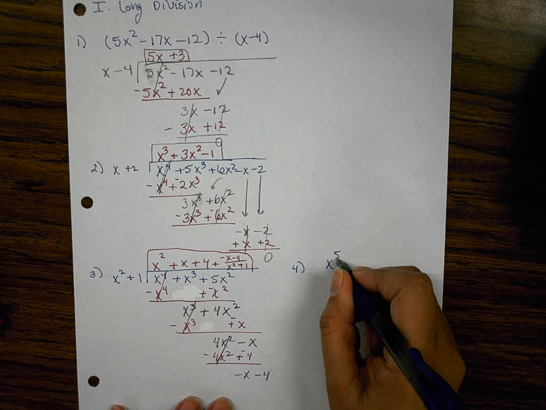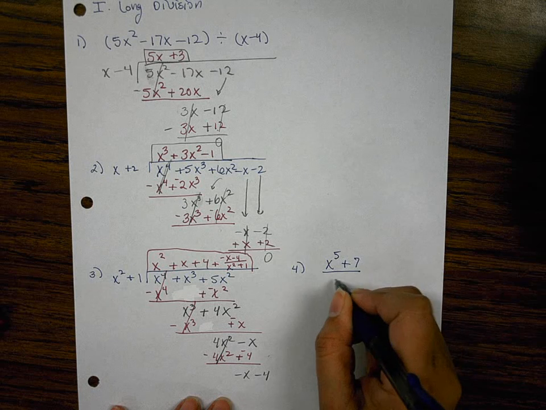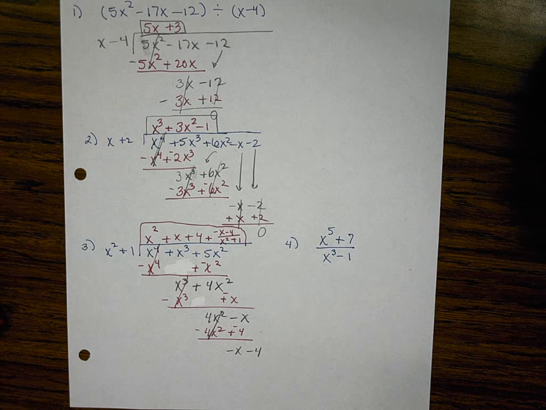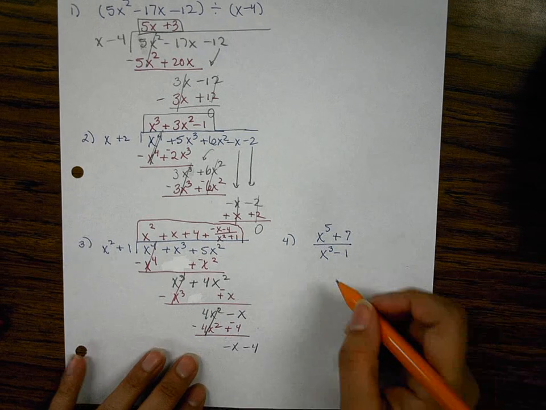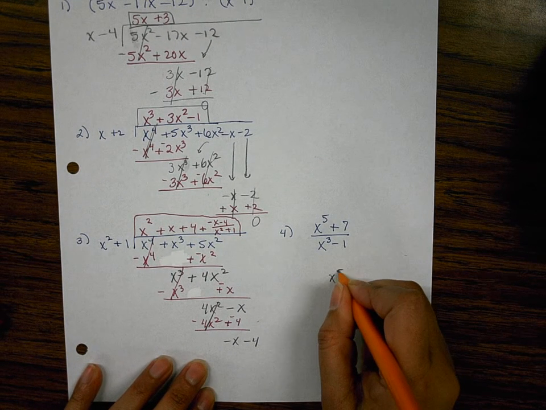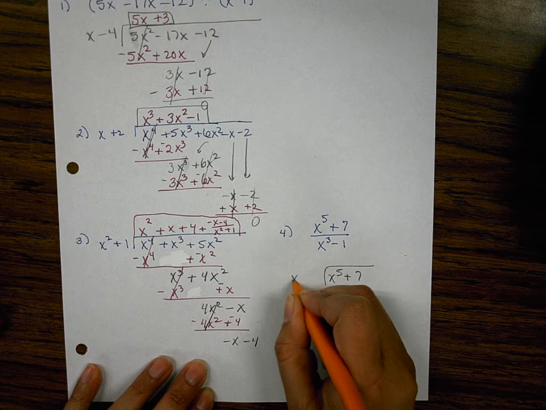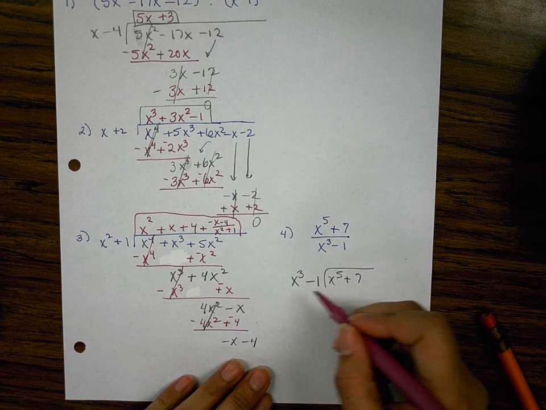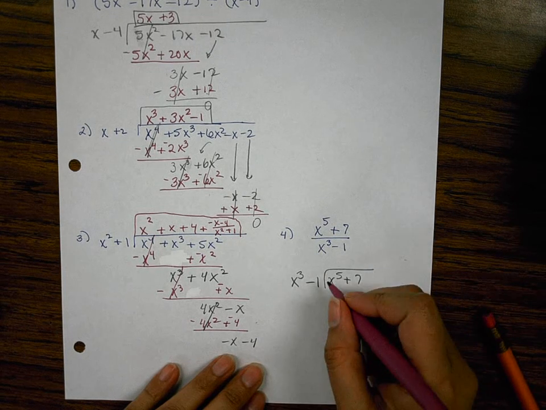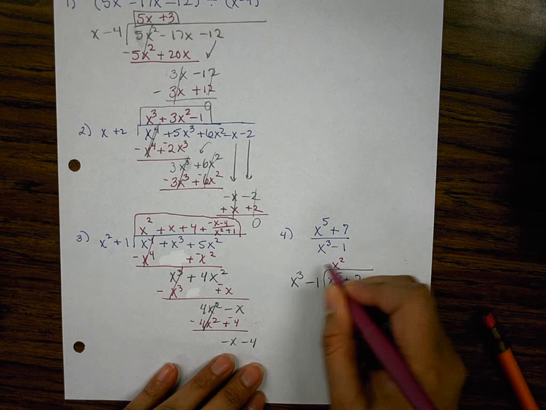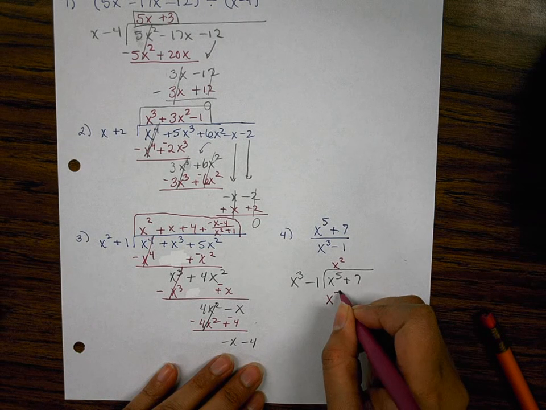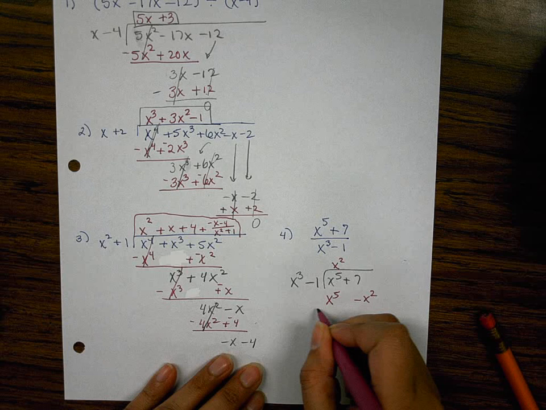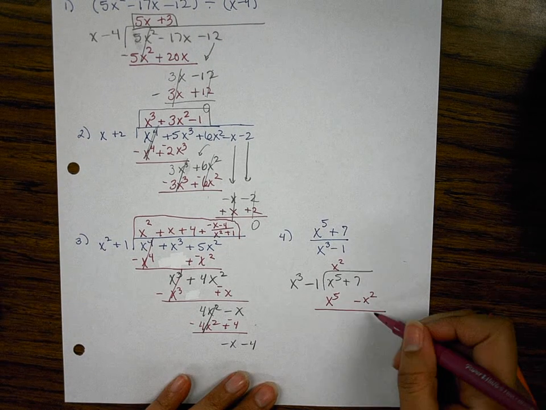All right, let's do another one like that that does not line up. Number 4, x to the 5th plus 7 over x cubed minus 1. Okay, so x to the 5th plus 7 goes on the inside, x cubed minus 1 goes on the outside. X to the 3rd times what is x to the 5th? That's going to be x squared. Distribute. X to the 5th minus x squared.